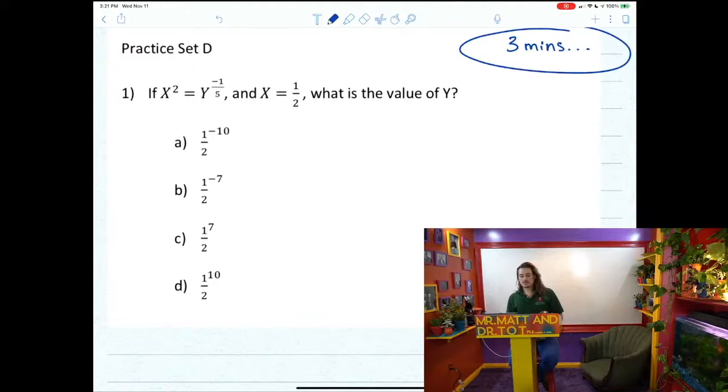Number 1, I'm sorry, I'm always forgetting to read the question. Number 1 says, if x squared is equal to y raised to the negative 1/5 power, and x is equal to 1/2, what is the value of y? A is 1/2 raised to the negative 10th power, B is 1/2 raised to the negative 7th power, C is 1/2 raised to the positive 7th power, and D is 1/2 raised to the positive 10th power. Excuse me, I'll keep track of the time in the upper right hand corner and update it per minute.